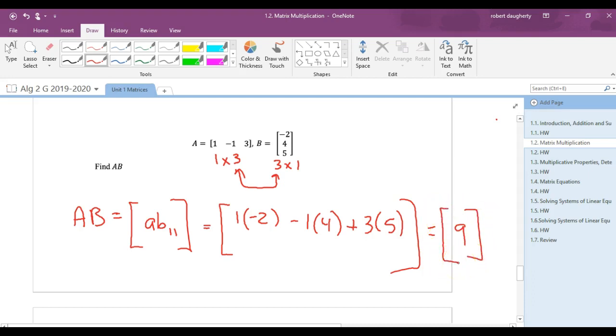So your answer is not 9. Your answer is a 1 by 1 matrix, which only has one element in it, and that element happens to be the number 9. Okay, I will not make you explain that on a test. But so the answer is not 9. It's a matrix, and 9 is the only number that you see in that matrix.